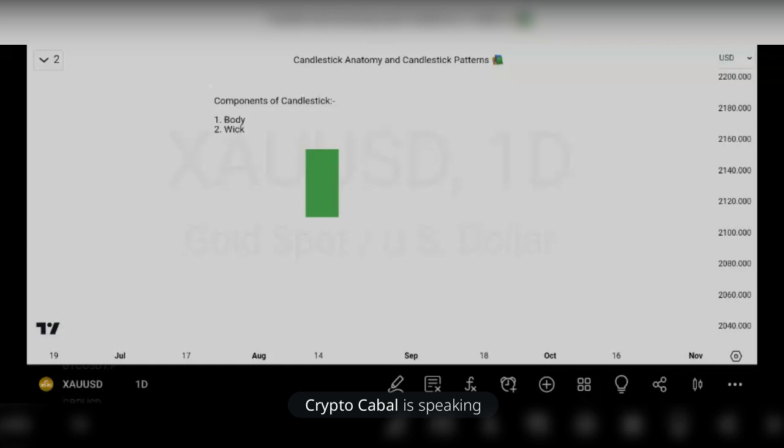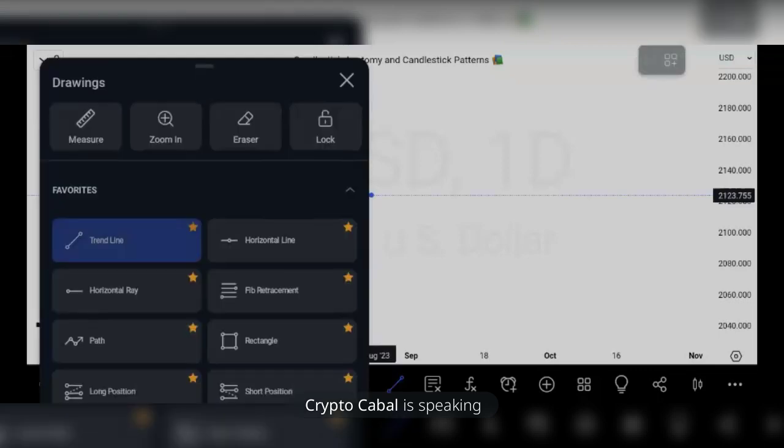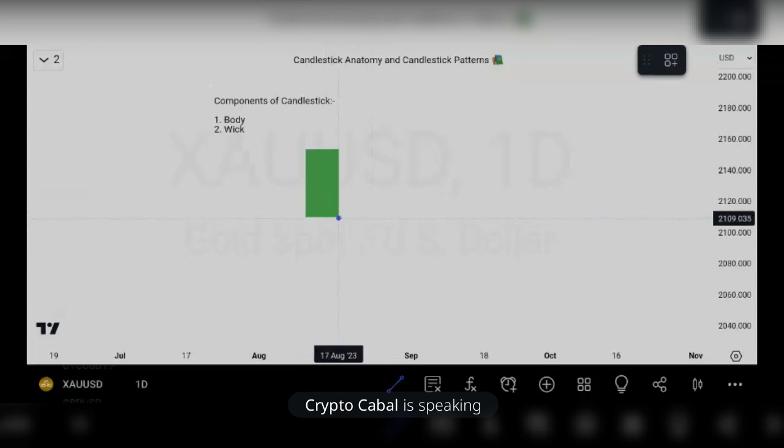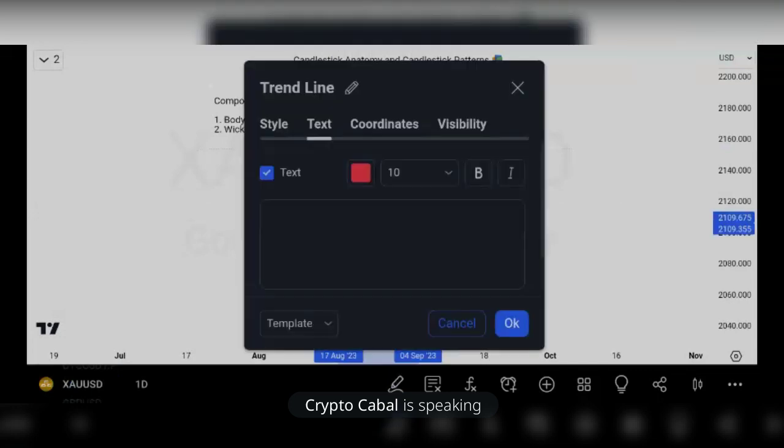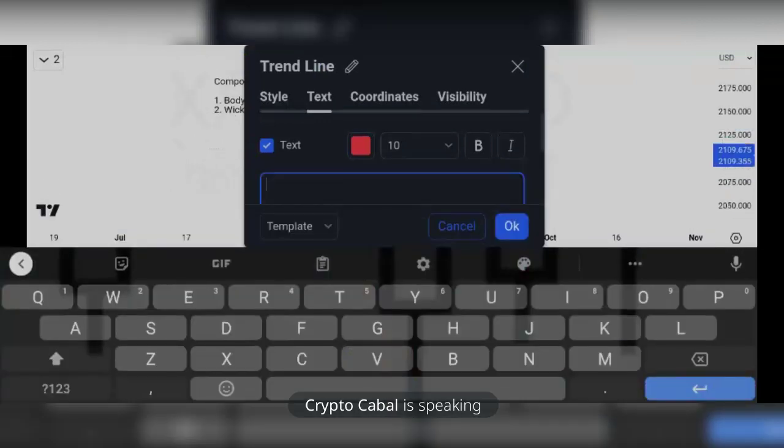The bullish candle is said to open from the bottom towards the top. When this candle starts forming, it starts forming from the down part, this down part. We call this the opening.